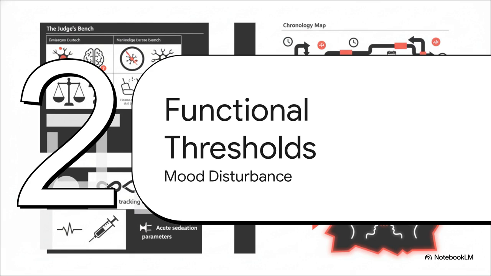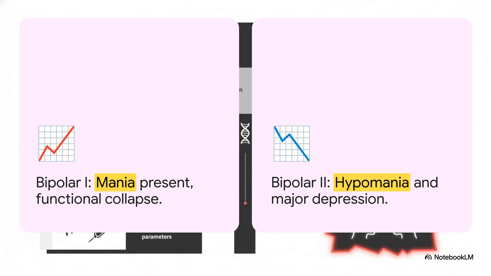Module 3. Functional Impairment Thresholds, Mood, Disturbance, Overdrive. This is where we draw the unshakable line in elevated mood presentations.